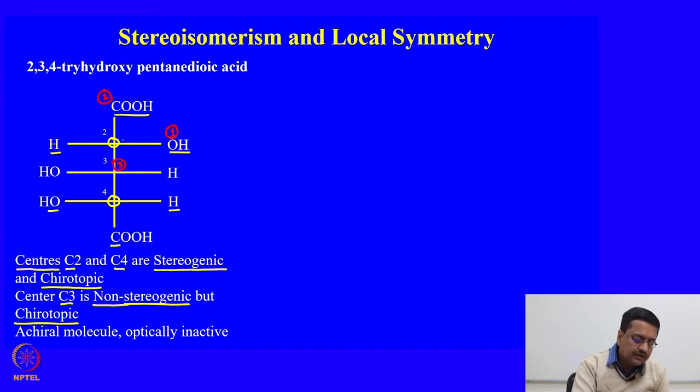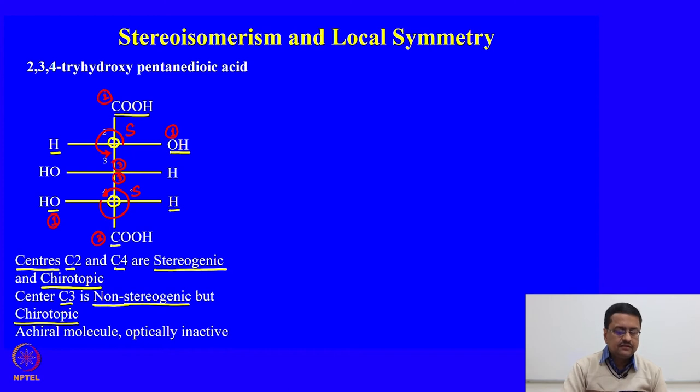When we go from 1 to 2 to 3, it is rotating in the anticlockwise direction, so it should be R. But since the lowest priority group is on the horizontal line, the actual identification of this chiral center should be S. Similarly, if we do the same for chiral center 4, this is priority 1, this is priority 2, and that group is priority 3. If we do 1 to 2 to 3, it is again anticlockwise, and the lowest priority group is on the horizontal line. So, this center is also S.